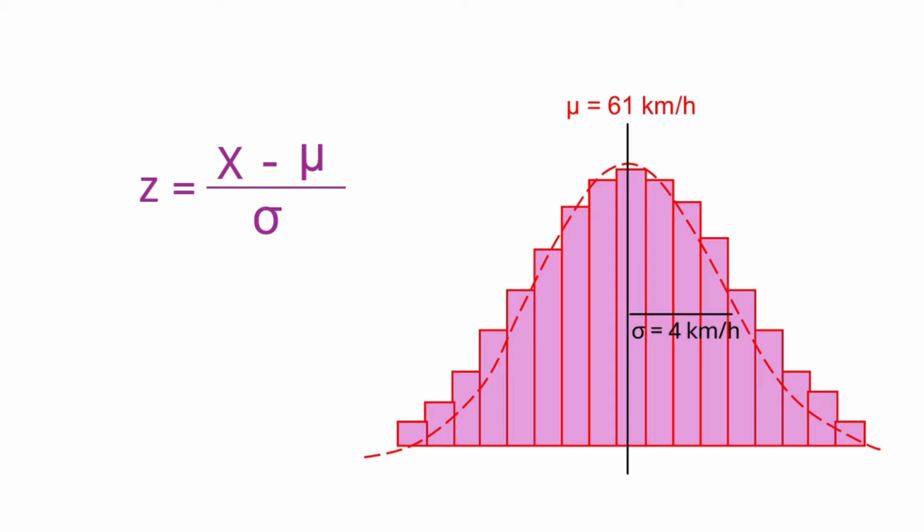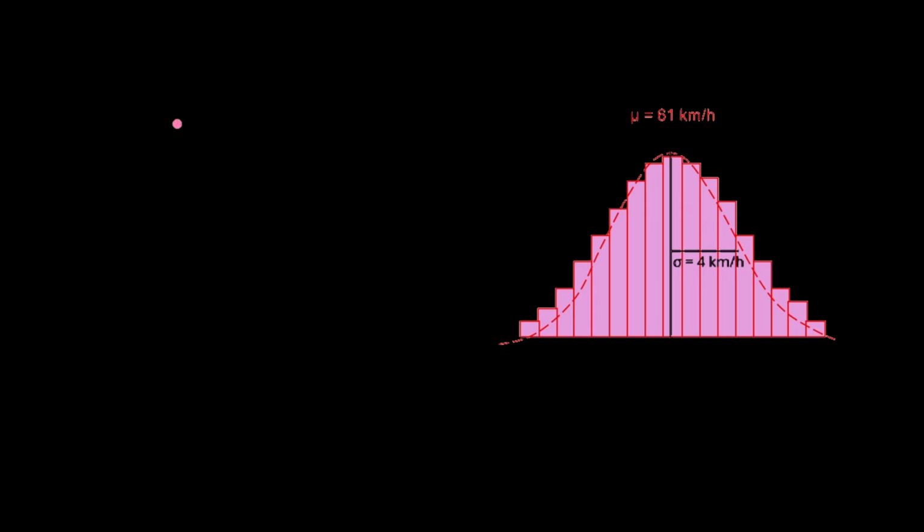Since we are sure that the speed distribution follows a normal distribution, we can calculate the z-score for 65 kilometers per hour in relation to the distribution by substituting mu as 61 and sigma as 4 into the z-score formula. The formula reveals an answer of 1 for the z-score.